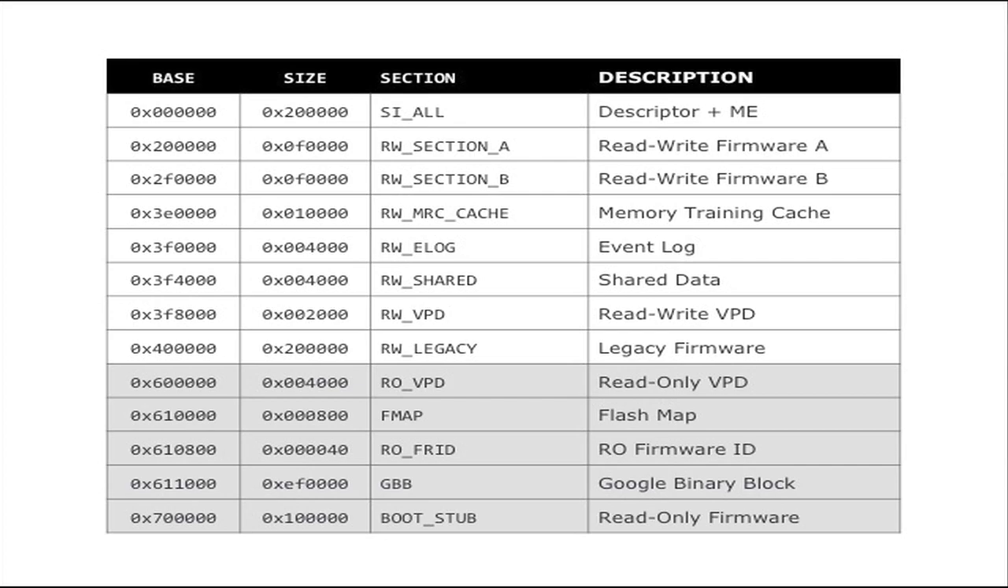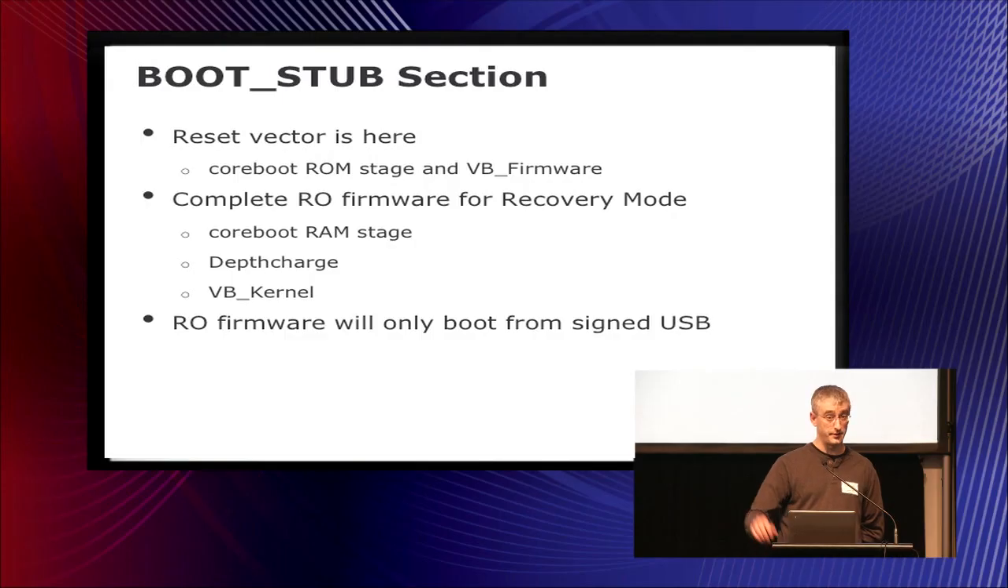So boot stub is kind of special in that it contains the reset vector. So whenever the system's reset and it comes up, that first bit of code is going to be out of this boot stub section. So every boot will execute coreboot ROM stage and the verified boot firmware side of the picture from this boot stub section. And then if you're in recovery mode and you're sticking with read-only firmware to do a recovery of the system, we stay in the boot stub section.